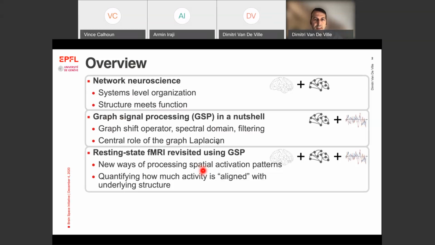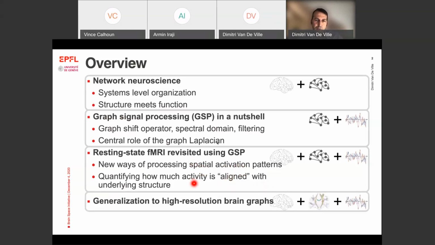And after that, we'll move on to the main part, which is revisiting resting state fMRI, but now using graph signal processing to have new ways of processing our spatial activation patterns. And we will, among other things, quantify how much activity is aligned with underlying structure, and GSP provides for that great tools. In a second main part, there will be also a further generalization of GSP to what I will call high-resolution brain graphs, where we will get from a few hundred nodes to basically almost 1 million nodes, and then generalize our GSP operations on that.